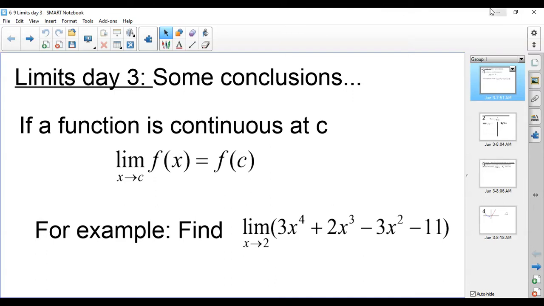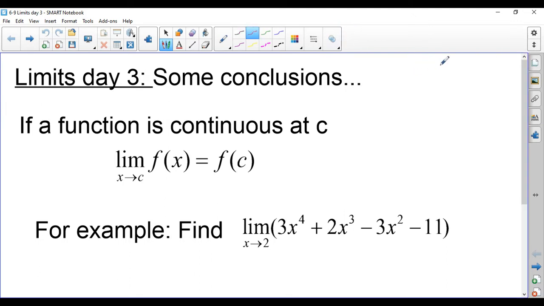Today we are going to finish up our little introduction to limits, and we're going to do that by looking at some of the limits that you can calculate quickly by hand. So here, there's some rules. The first one says, if a function is continuous at c, then the limit as x approaches c of f of x is equal to f of c.